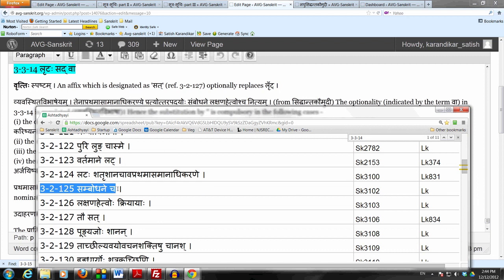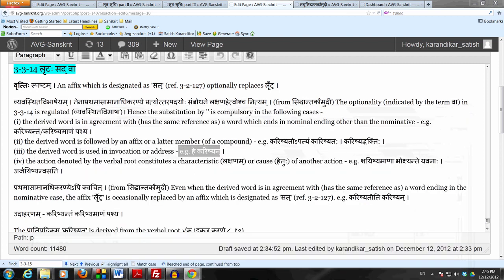Sambodhane cha. So this one here is similar to that situation we had when we were considering the adesha in place of lat. Similarly here, when we are considering adesha in place of lit, if the derived word is going to be used as an address, then we have to bring in the shatri shanach adesha. There is no choice of bringing in tiptashji etc.